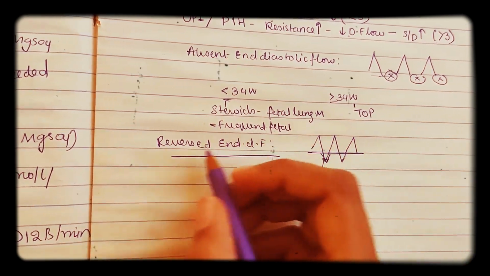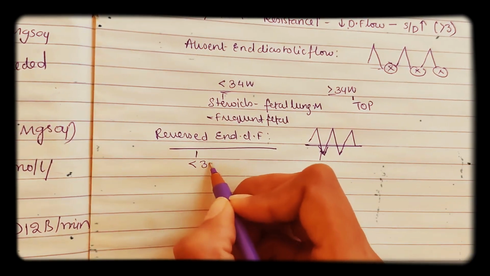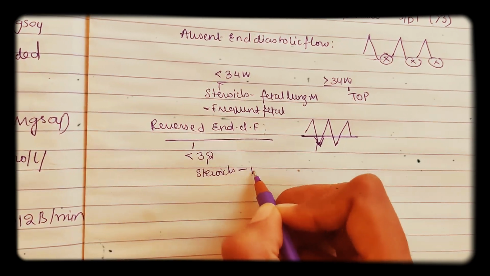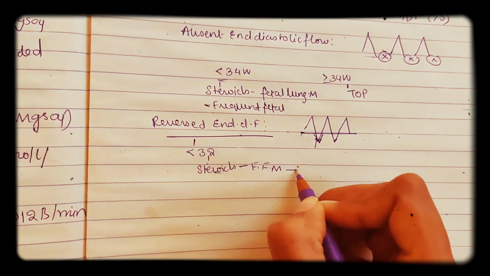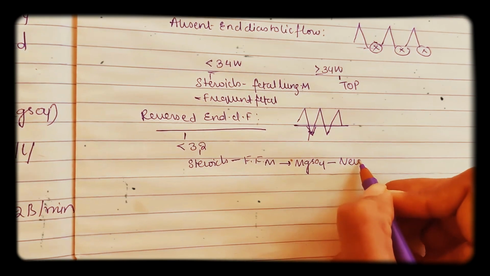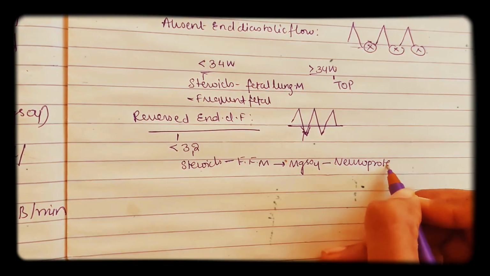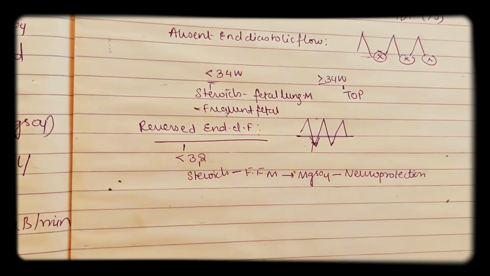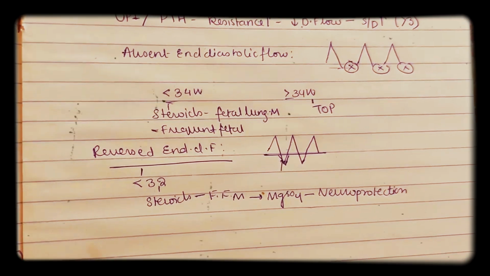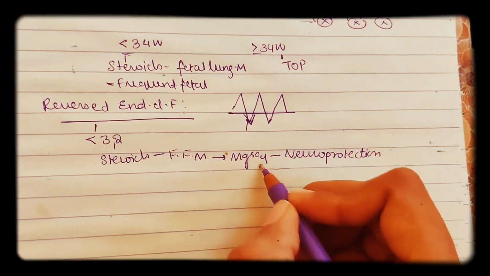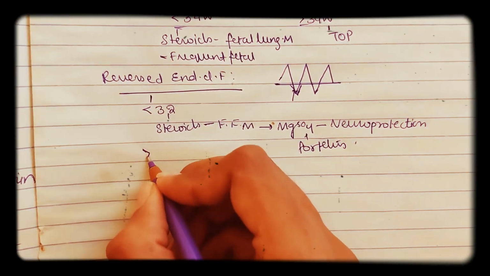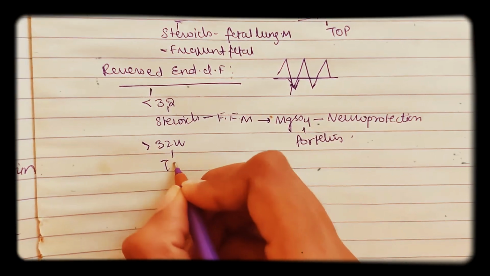So reverse end diastolic flow, if it is less than 32 weeks, again here also you give steroids, and here also you do frequent fetal monitoring, and next followed by magnesium sulfate. Why you are giving magnesium sulfate here? Because for the sake of neuroprotection. So for the neuroprotection, in the case of reverse end diastolic flow, we are giving magnesium sulfate for the fetus. Remember, you are giving here magnesium sulfate for fetus. And if greater than 32 weeks, here also you are going to terminate the pregnancy.